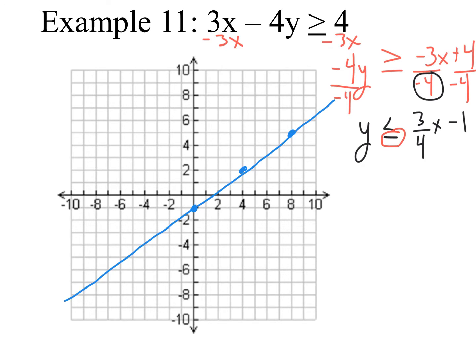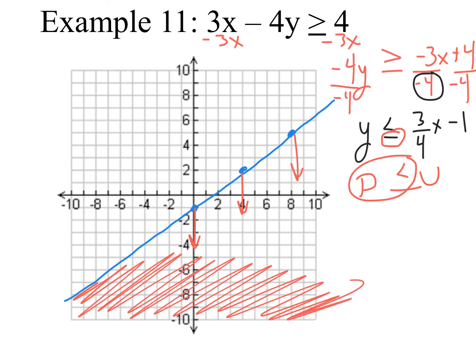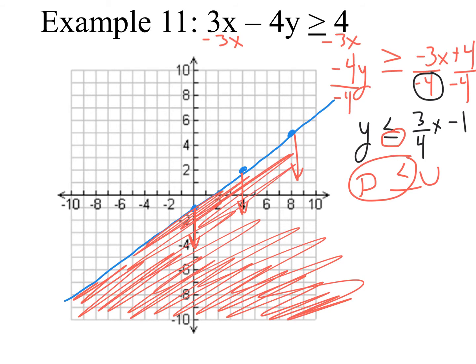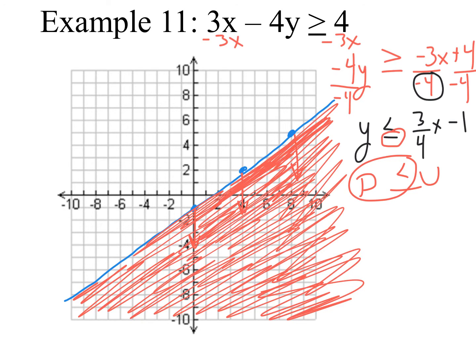Oops. Now, using the inequality, we headed downwards. So we shade all this. Like so. And there it is. Again, very easy to do once you get the hang of it.